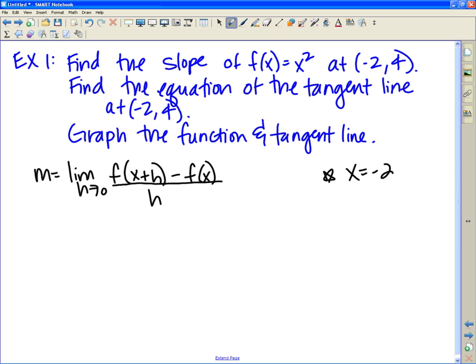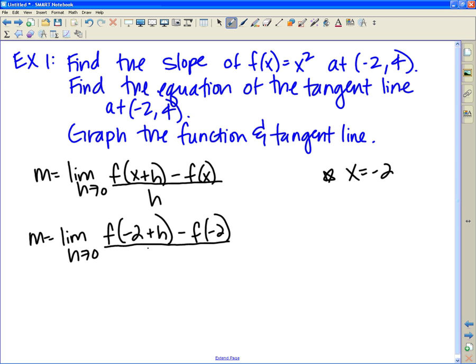Now, there's two different ways to do this, and I'm just going to go with the way that the book does it and see if you guys can hang with it. Limit as h approaches 0, f of, instead of having an x here, I'm going to put a negative 2 plus h, minus f of negative 2 all over h.